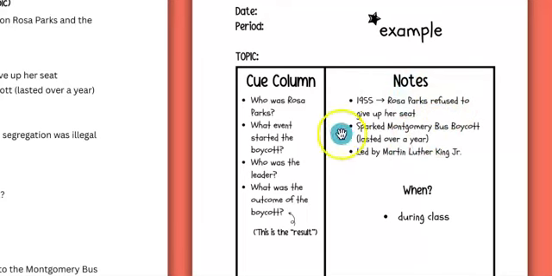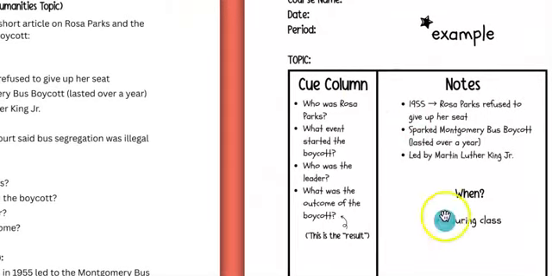Over here in my notes section, 1955, Rosa Parks refused to give up her seat. Sparked Montgomery bus boycott, lasted over a year, led by Martin Luther King Jr. And you could even do led by MLK Jr., right? Notice, it doesn't have to be a complete sentence, and you're doing that during class or if you're reading the text on your own. And then the Q column, who was Rosa Parks? So that's the Q to this answer. She was the woman who refused to give up her seat in 1955.